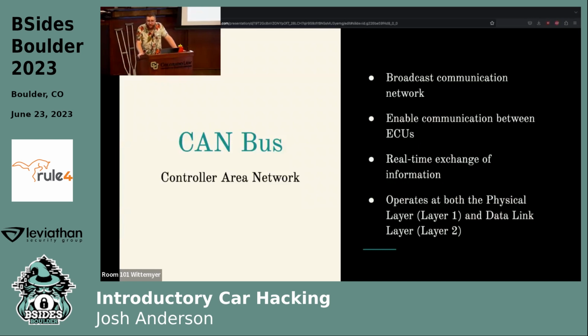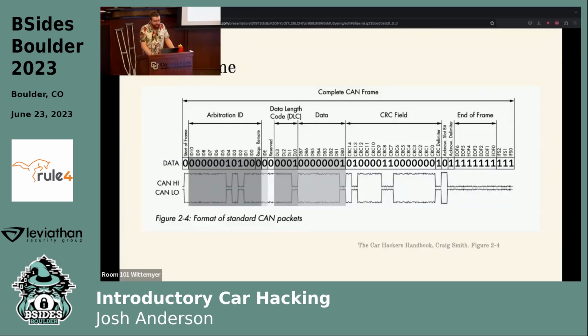It is also a broadcast protocol. So that means that anything on the CAN bus will be able to see, in just plain text, the frames to anything else on the CAN bus. And that'll become relevant again a little bit later, believe it or not. Here's what the frames look like.